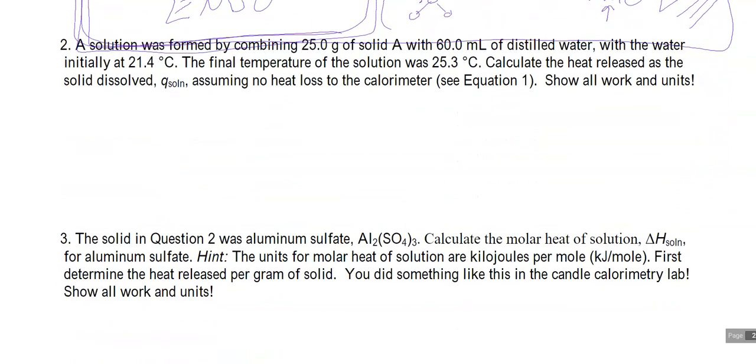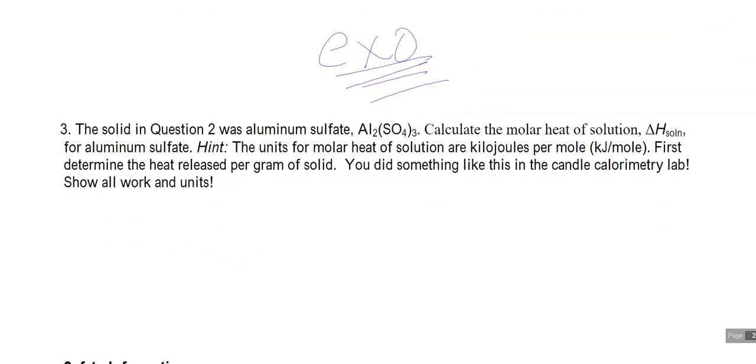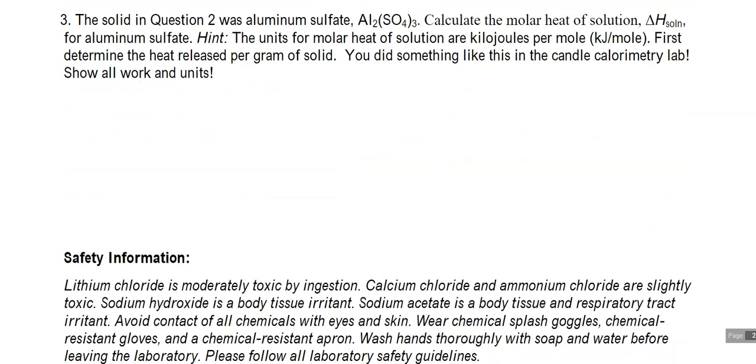Pre-lab question number 2 here is just finding the Q of solution. So here's where we want to use our Q equals mc delta T, and it says to use equation 1, which is the mc delta T formula. So pay attention to your units and all that, and make sure you solve that correctly. It shouldn't be too hard for you to do. All right. And it says calculate the heat released. That's important here. It's really, really important. Calculate the heat released as the solid dissolves. A release of heat is an exothermic process. So your sign on Q should be a particular value there. All right, when we have an exothermic process. We know that already.